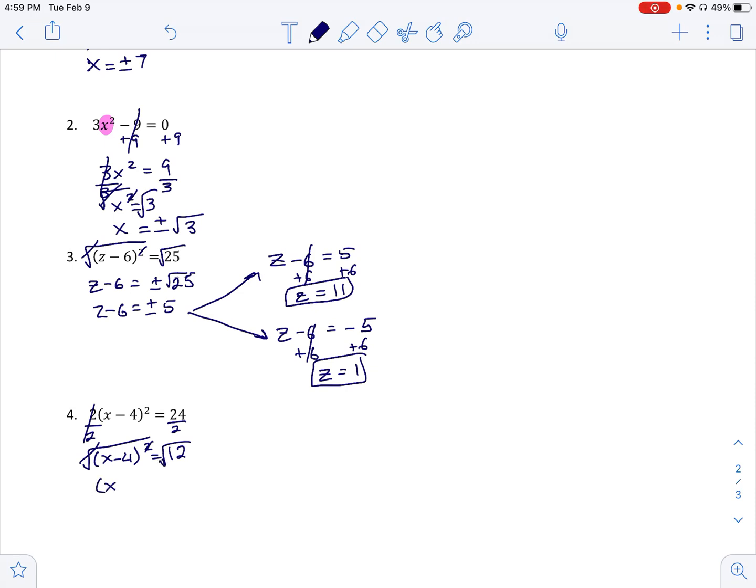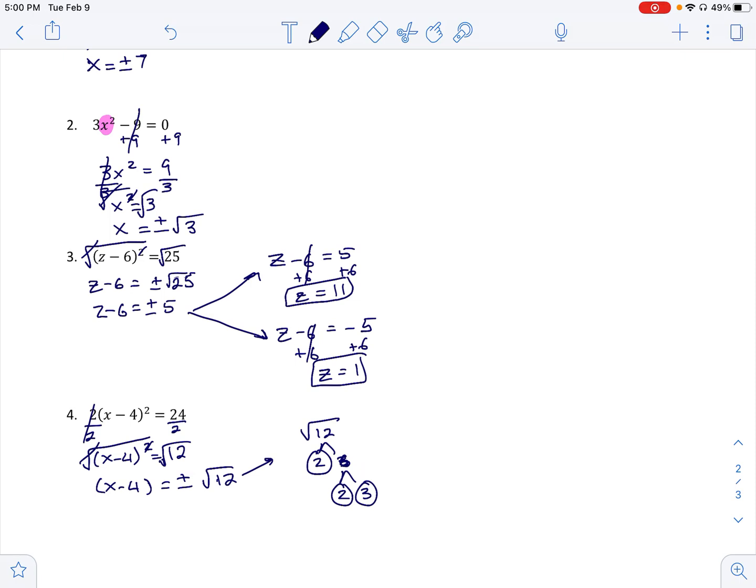So now we have x minus 4 is equal to plus or minus the square root of 12. So now, can we simplify 12? Let's think about that. If we did a prime factor tree on 12, we can. I'm sorry, this is a 6. So we have our prime factor tree.